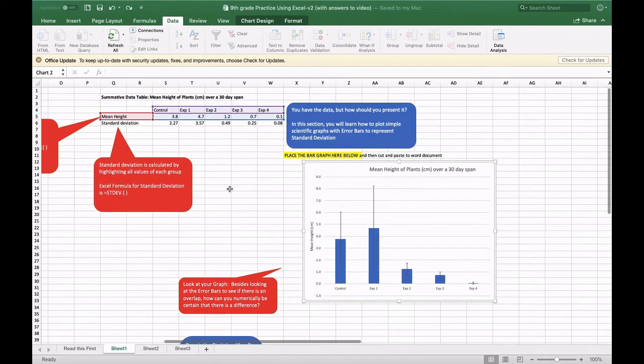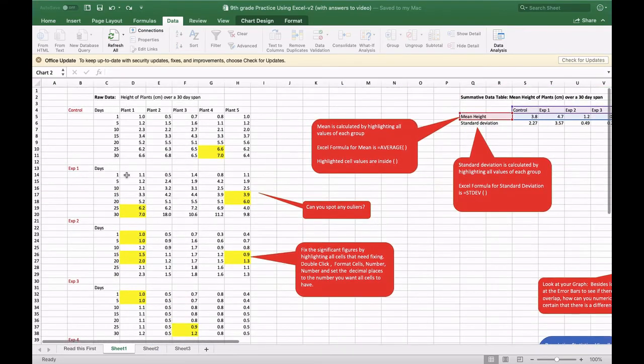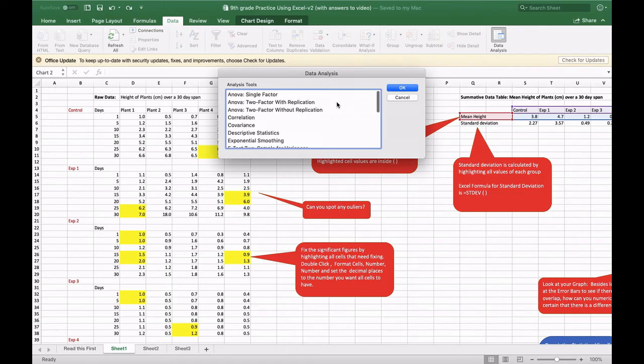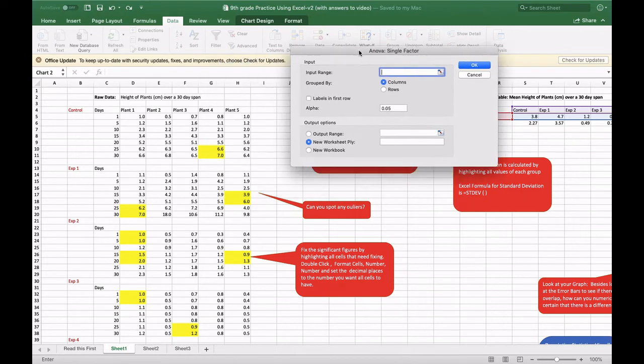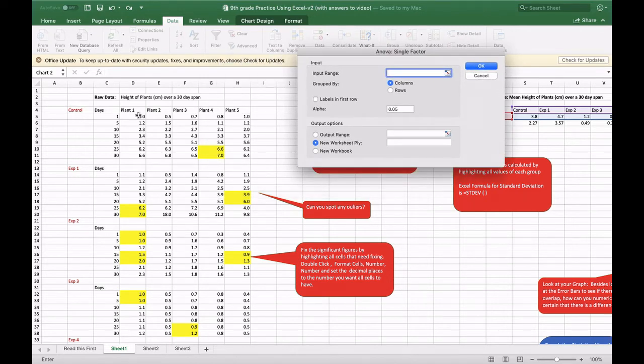So let's go back to our raw data table because we're going to have to highlight everything in our raw data table. So click on Data, and then click on Data Analysis, and then all of the different statistical analysis tools are available here. The first one that you need is the ANOVA single factor, and that's all we're going to worry about right now in the 9th grade. So you're going to hit OK, and your input range is the range of all of your raw data. So you're going to highlight all of your raw data once again.